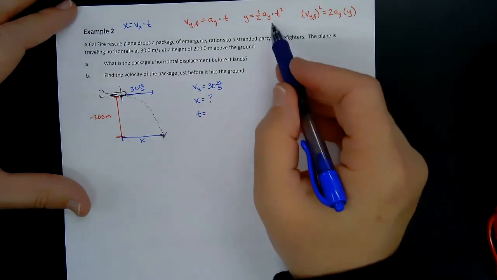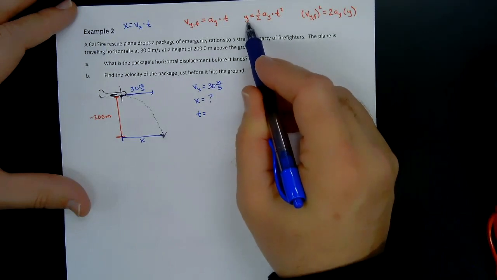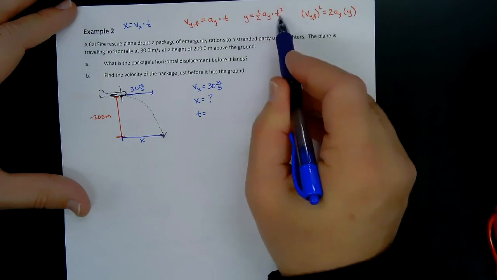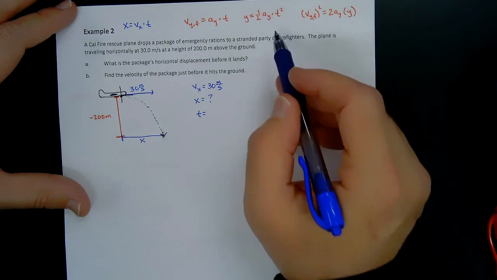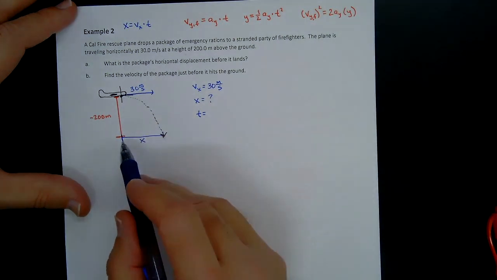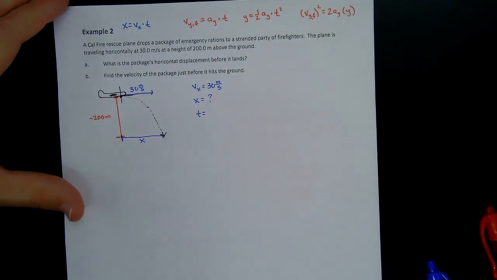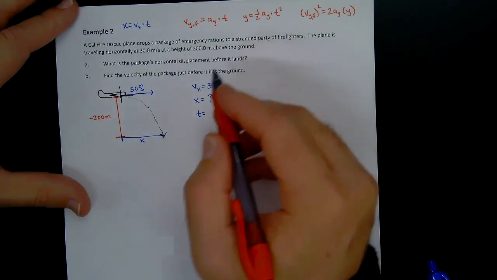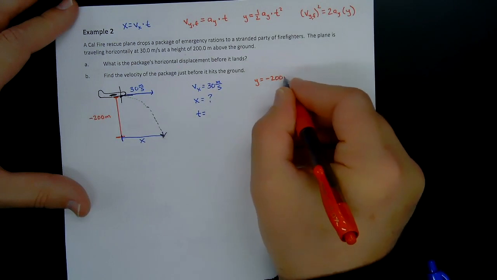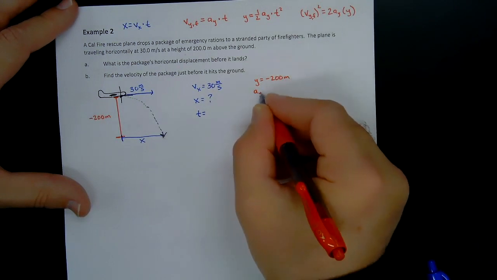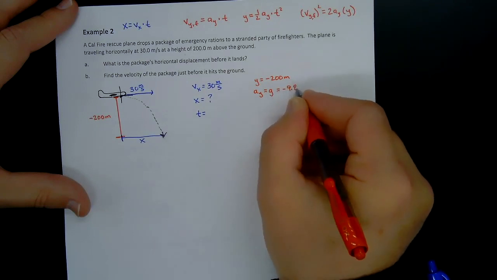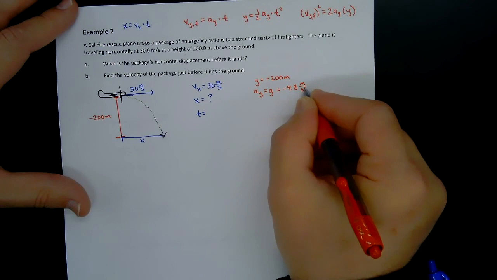Well, once again, since I know this vertical displacement, my y is negative 200, and I know a sub y, I'm going to be able to use this equation and solve for t and get the time it took to fall to the ground, which is also the time it took to go horizontal. So then because of this, I know my y is equal to negative 200 meters. I know my a sub y is equal to g, which is equal to negative 9.8 meters per second squared.